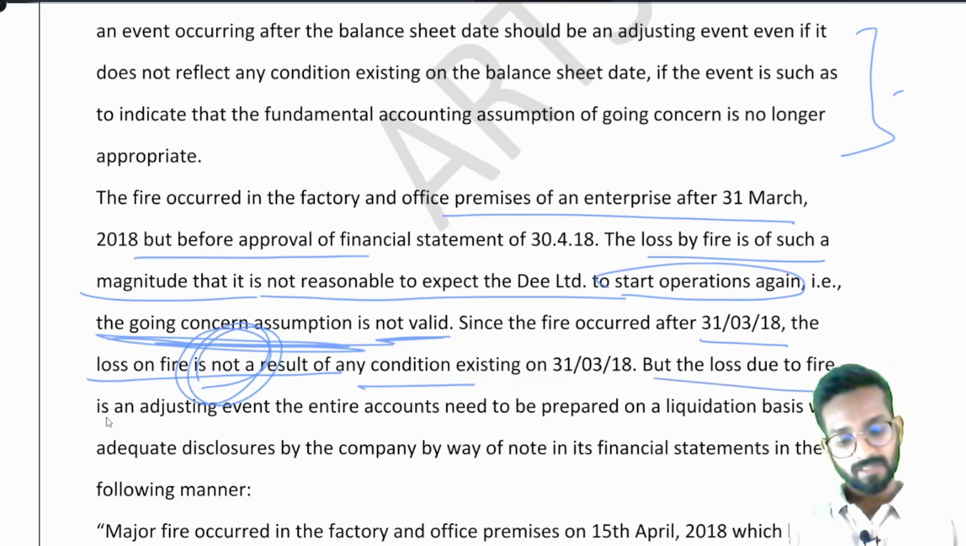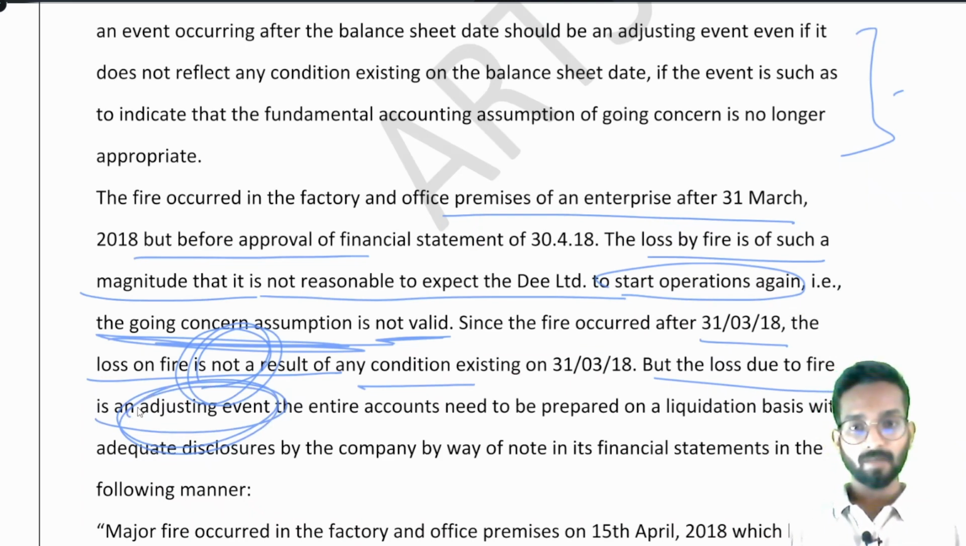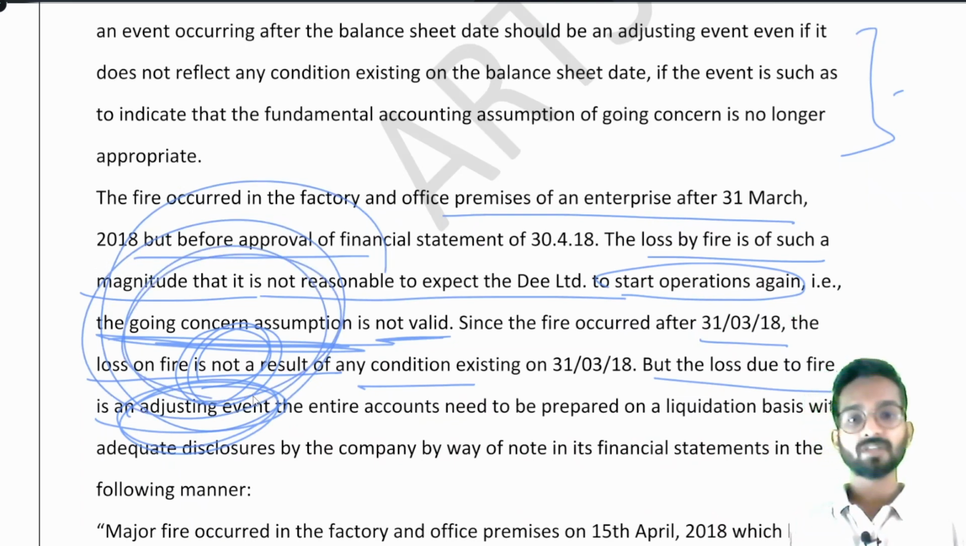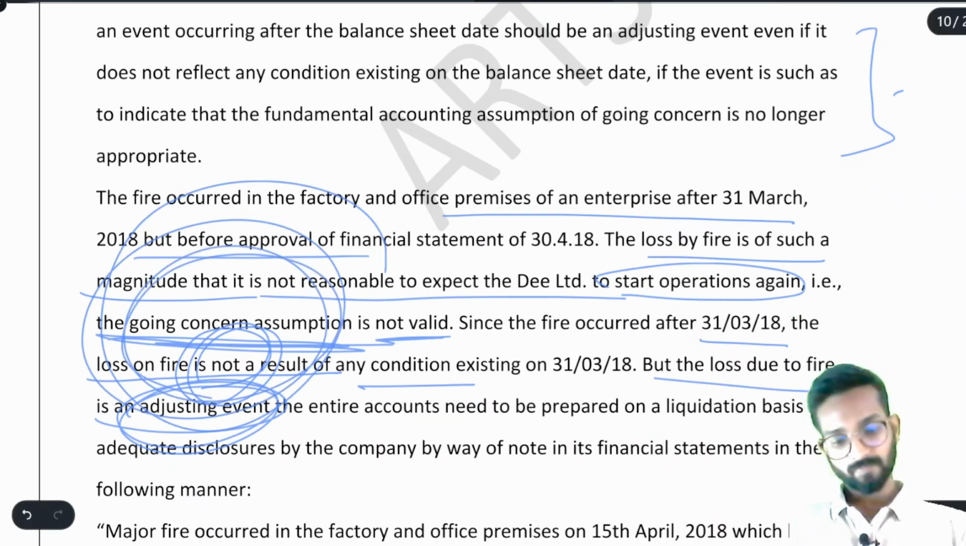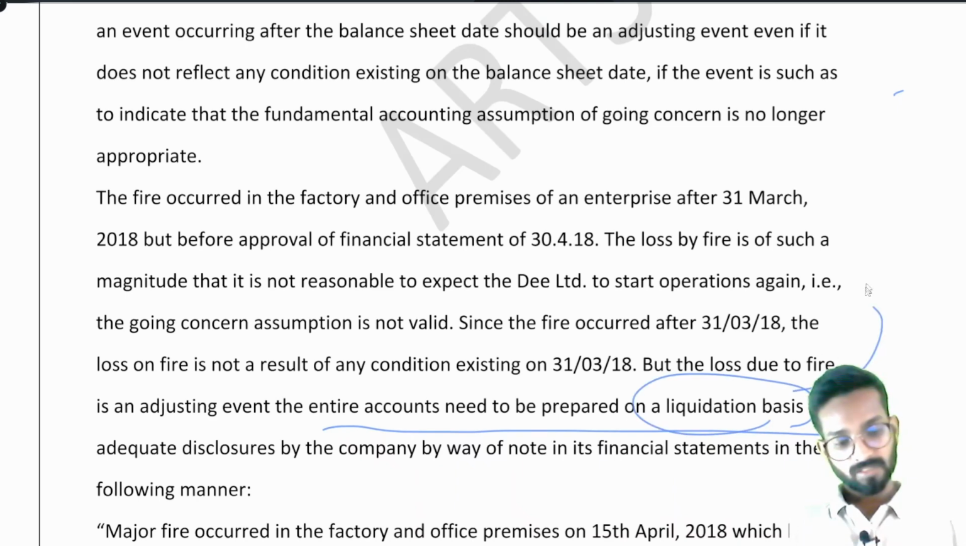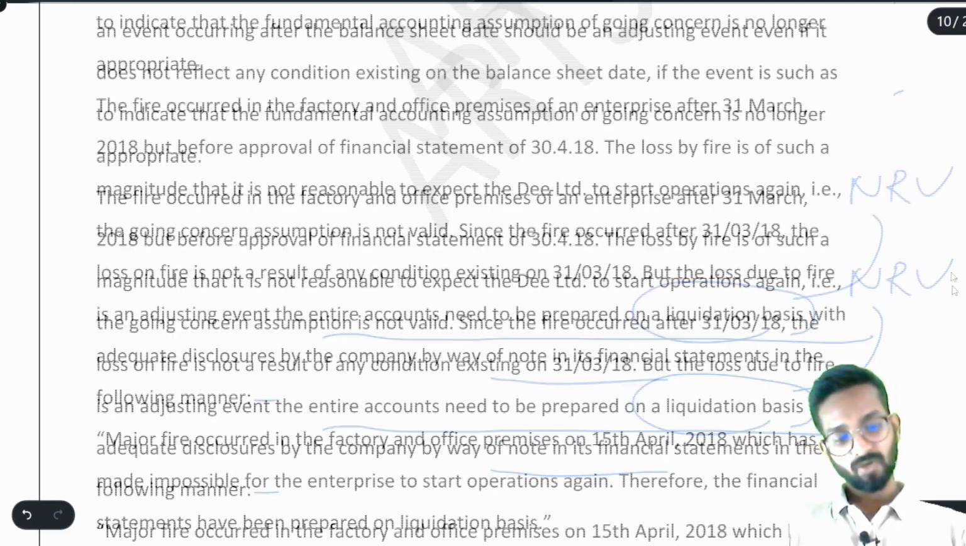But the loss due to fire is an adjusting event. Why adjusting event? See, it is not an adjusting event in general, but it is an adjusting event because it is affecting my going concern assumption. That was important. Understood? Now, after this, they are saying the entire accounts need to be prepared on a liquidation basis, or you can say net realizable value basis, with adequate disclosure by the company by way of note in the financial statement in the following manner. They have to give the note in the financial statement.